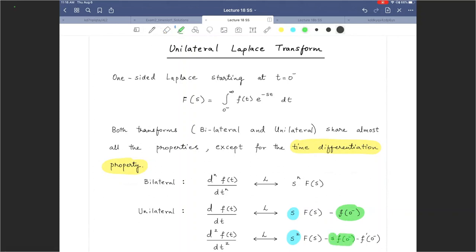The initial state evaluated at time before 0 is multiplied by s, and also the first derivative of the function in the time domain evaluated at 0 minus is present in this equation. And then this keeps growing. This list keeps going down.